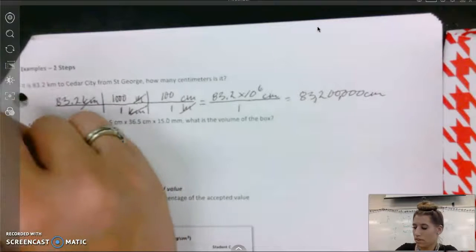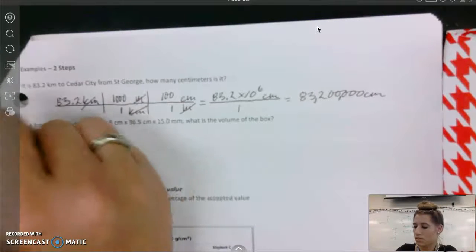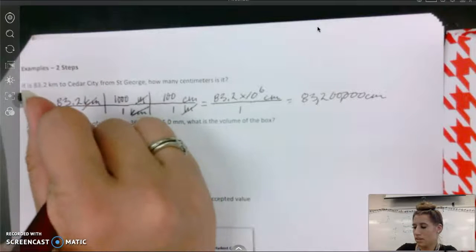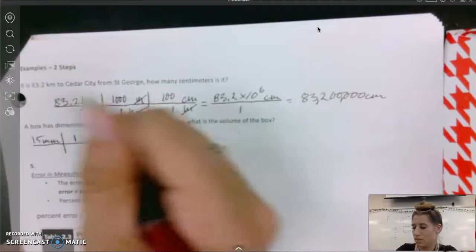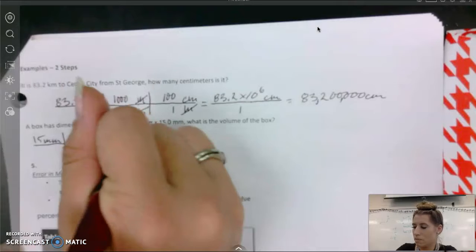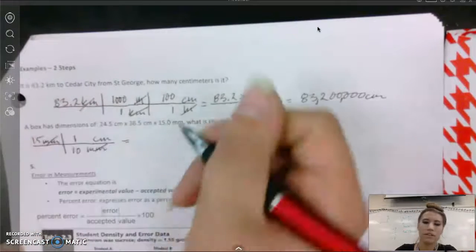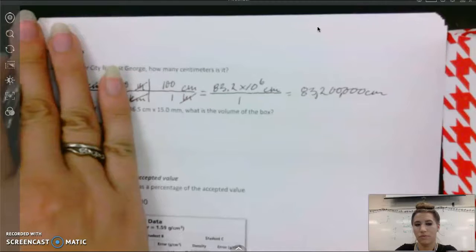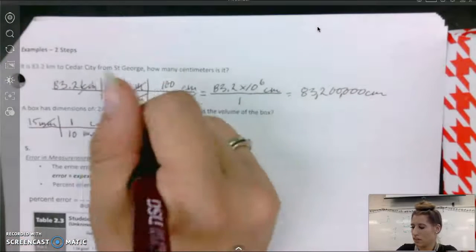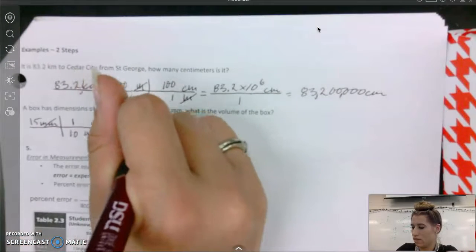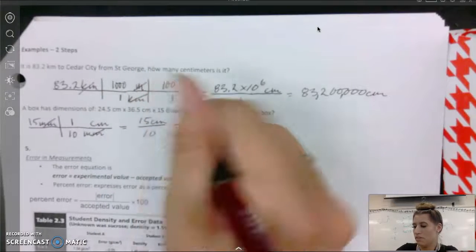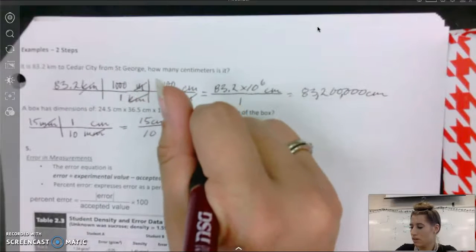So we have 15 millimeters. I want to know what that is in centimeters, and one of those conversion factors that I've memorized is that 1 centimeter contains 10 millimeters. So then I'm going to have 15 divided by 10, or 1.5 centimeters.